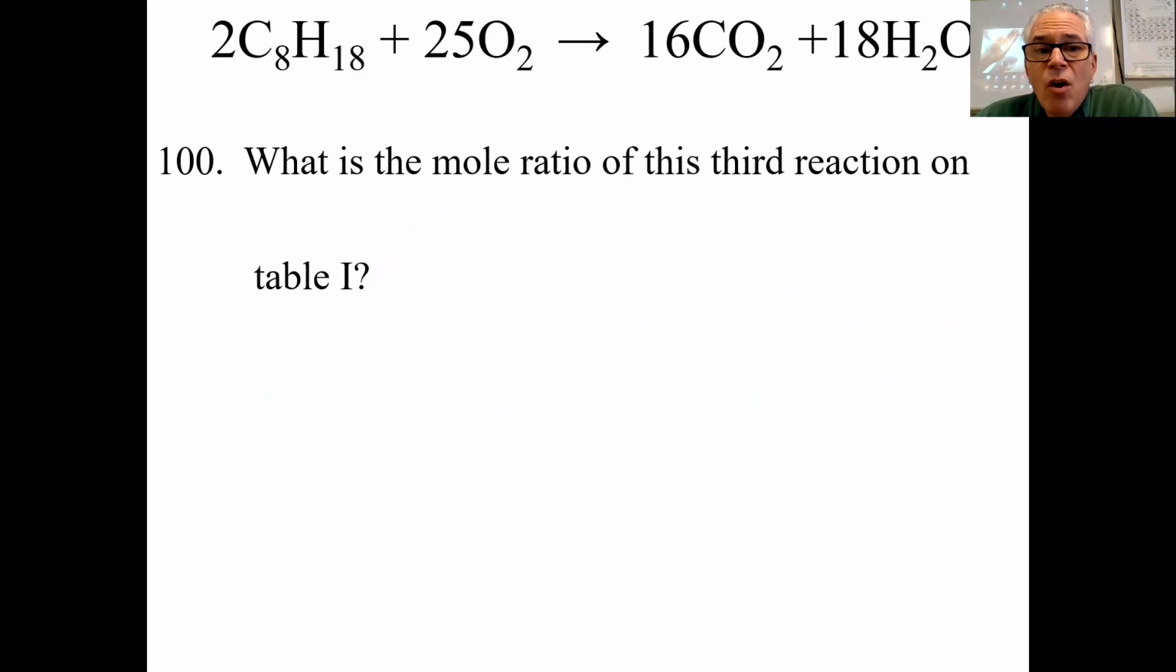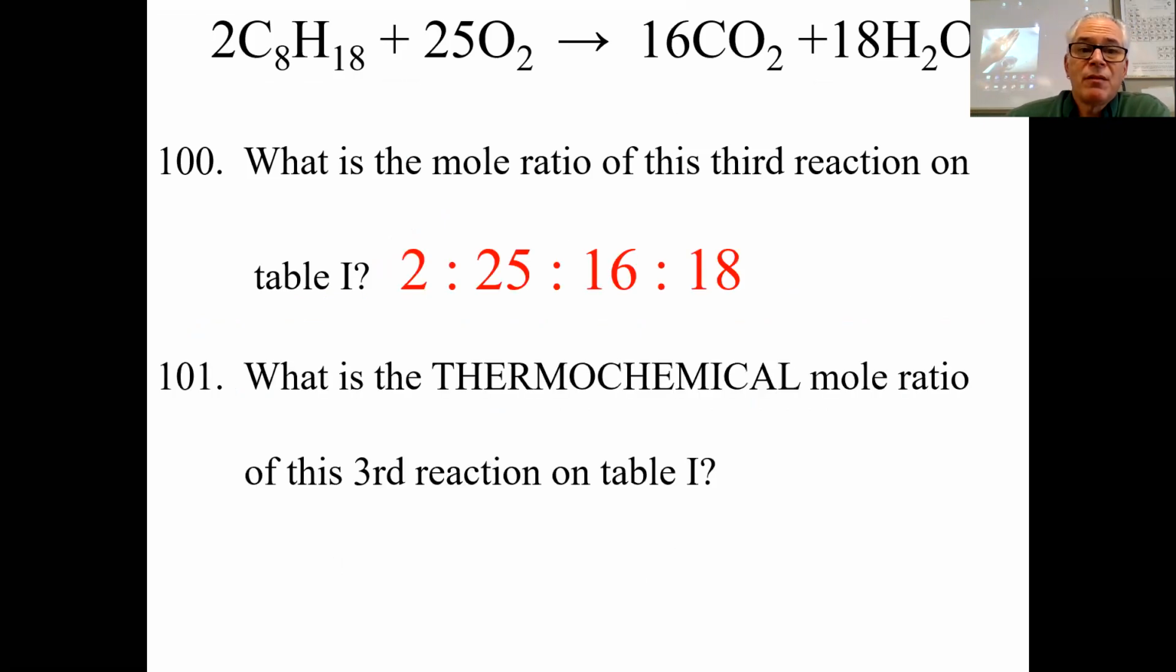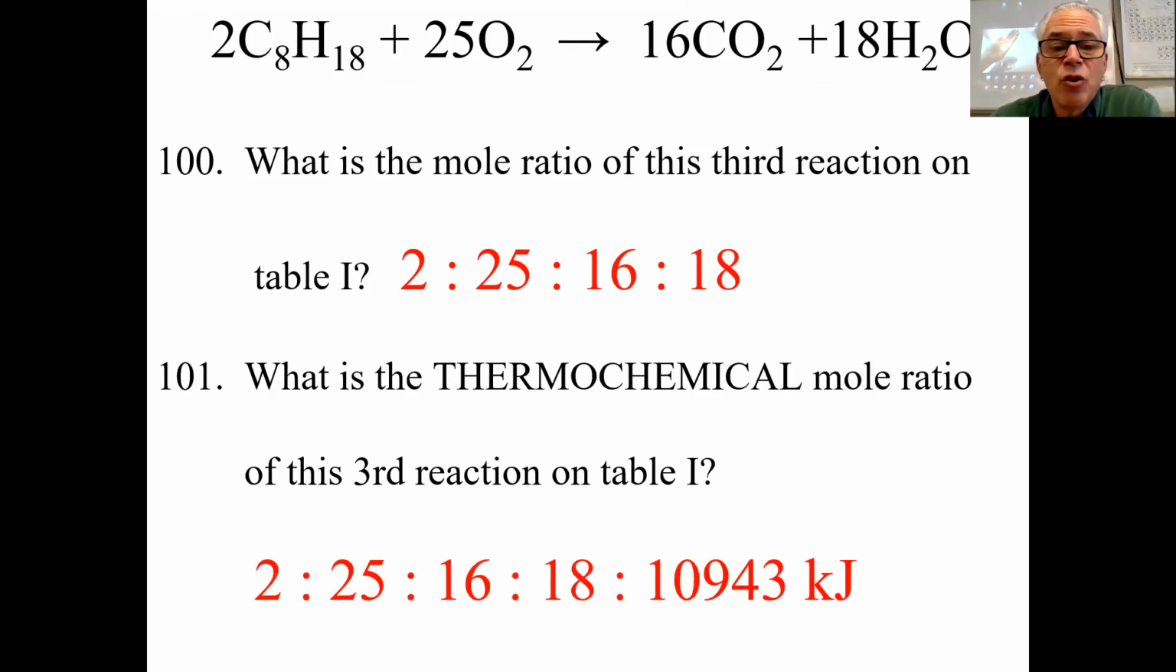Here's the equation. What is the mole ratio of this reaction? It's 2 to 25 to 16 to 18. Look, 2 to 25 to 16 to 18. Now, what is the thermochemical mole ratio? It's 2 to 25 to 16 to 18 to 10,943 kilojoules. It's a proportion. The energy is in proportion with the thermochemistry. The chemistry and the heat are all in proportion.